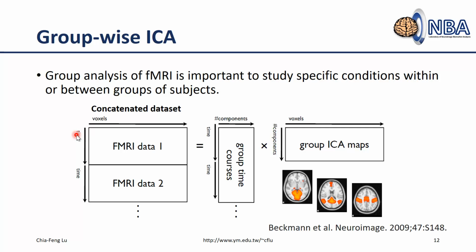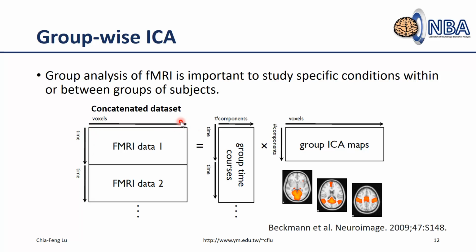With 200 volumes and TR equals 2, that means you have a 400 second data set right here. Each row represents a time frame, or a time point. So if we have 200 volumes, then you have 200 rows for one subject. And of course, we will only consider the voxels within the brain region.